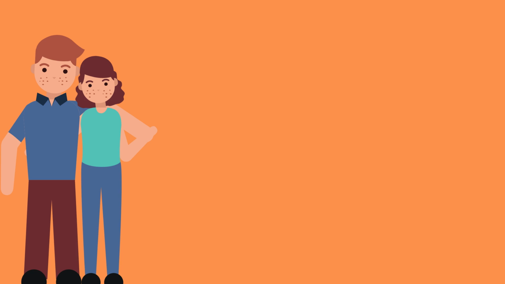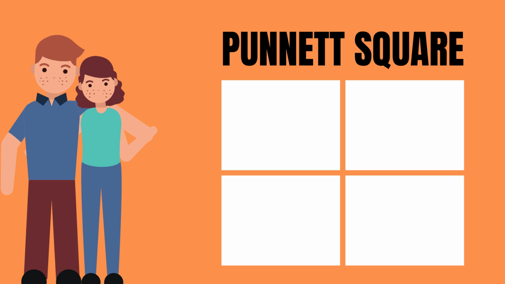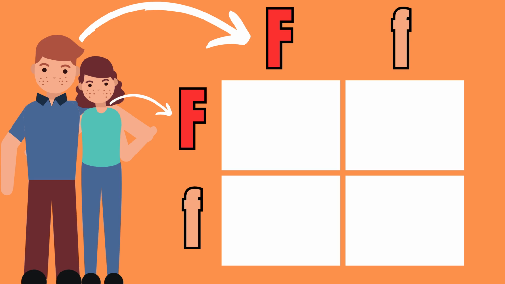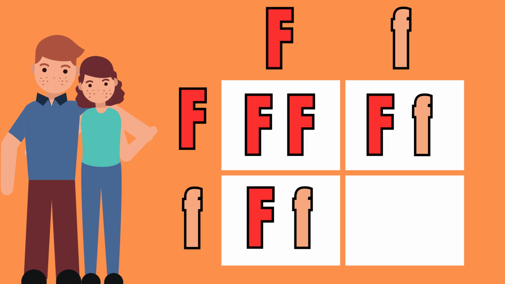To set up this monohybrid cross, we draw a 2x2 table called a Punnett square and place the alleles of one parent on top of the table and the other parent's alleles on the left side of the table. We can then fill in the table by filling each square with one letter from each parent, like this. The results will be dominant-dominant, dominant-recessive, dominant-recessive, and recessive-recessive.